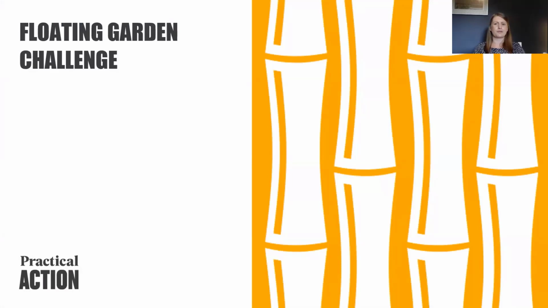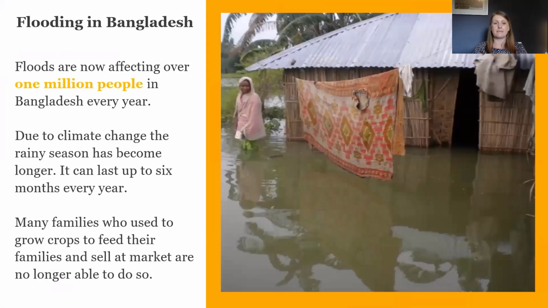The second challenge I want to introduce you to today is the Floating Garden Challenge. And if you've got any children who are taking part in the activities during STEM Club Week this week, this is one that will be released on Thursday, so keep it top secret. Now, the Floating Garden Challenge is based on a project in Bangladesh where climate change has caused the rainy season to become longer. So there are floods, and the floods are taking up more time in the year. And it means that families who grow crops on their land are really struggling to do so because their land is flooded.